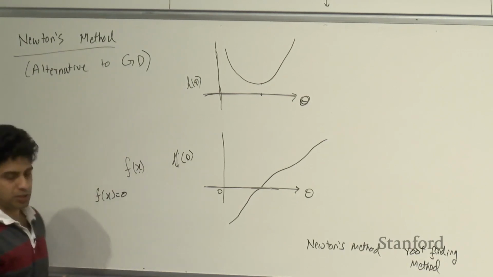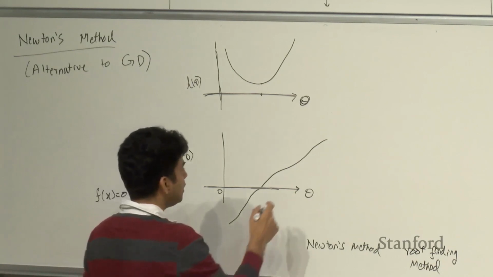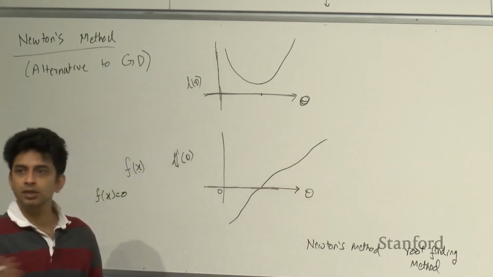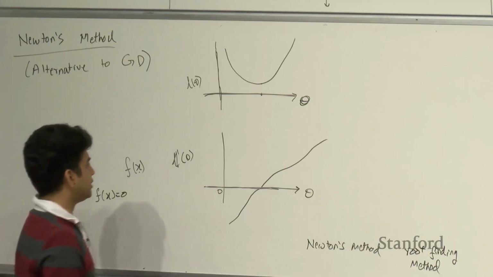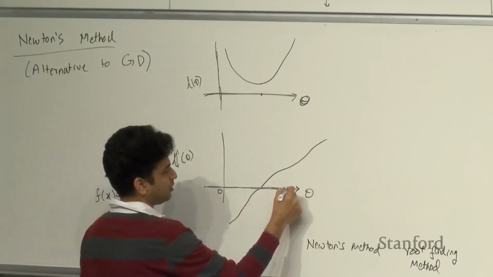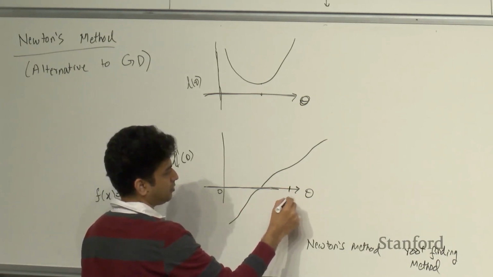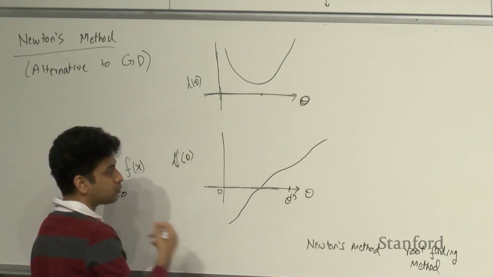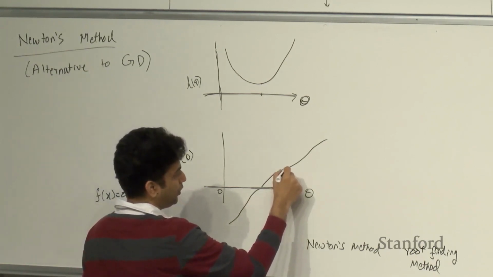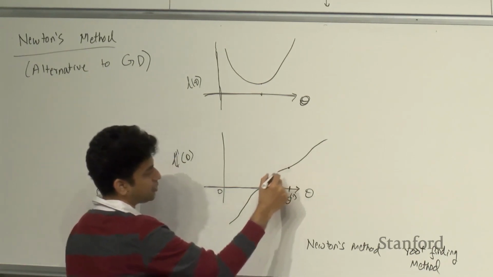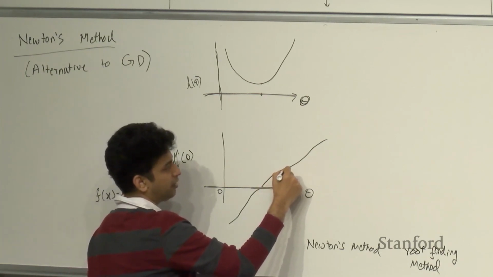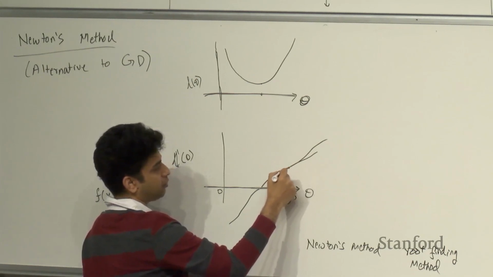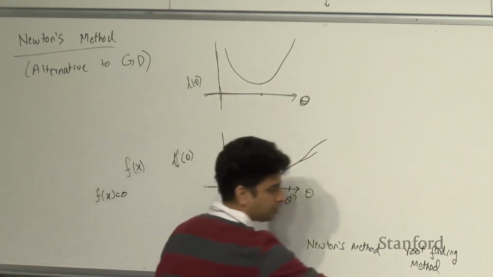And the way Newton's method works is like this. Start with some random initialization, just like gradient descent, you start with some random initialization of your thetas. Let's call this theta of 1, the random initialization, right? And Newton's method will approximate the function by a linear function that is equal to the given function at that point. So maybe I'll use a different color.